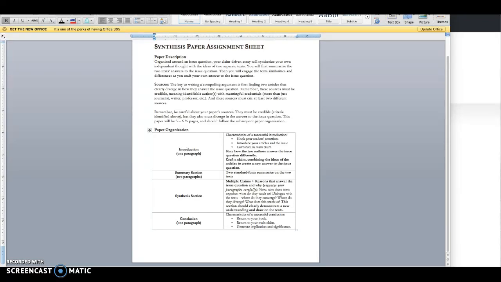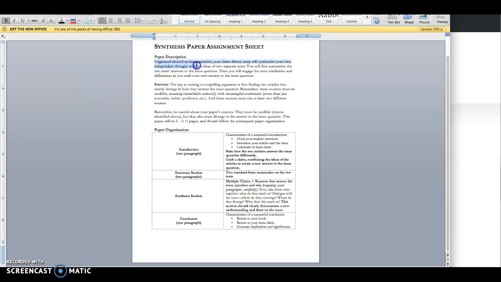Hi class, I've already had some questions about the synthesis writing assignment, so I wanted to take a couple minutes and explain this paper. It's confusing and a little bit tricky, but once you get it organized and figured out, I think it gets a little bit easier. So I pulled up the synthesis assignment sheet, and I think that helps.